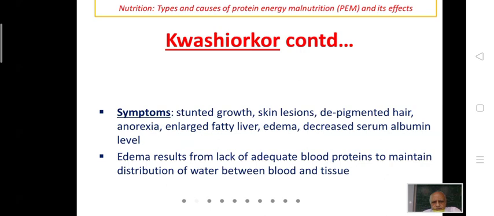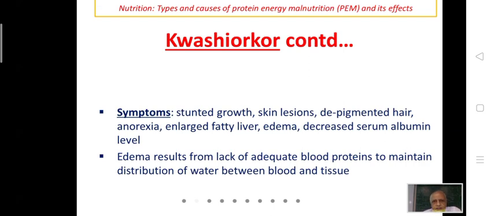In kwashiorkor, again, symptoms are stunted growth. You can see skin lesions, depigmented hair, anorexia, fatty liver or enlarged liver, edema can be seen. These are the clinical symptoms, and decreased serum albumin level. In the blood examination, you will see a low amount of albumin because it cannot be synthesized.